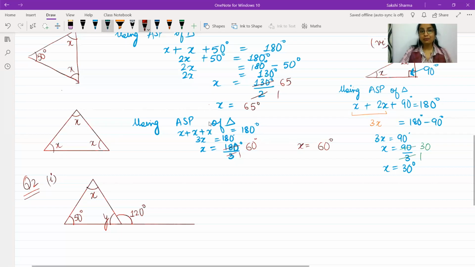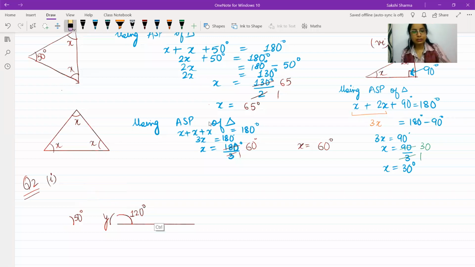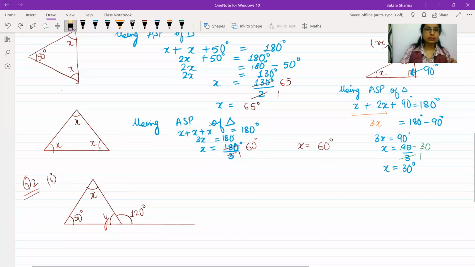The first thing that I'm going to do here is I'm going to find out Y first. I'm going to use this property of a linear pair. Now, just observe, those who have forgotten what linear pair is.